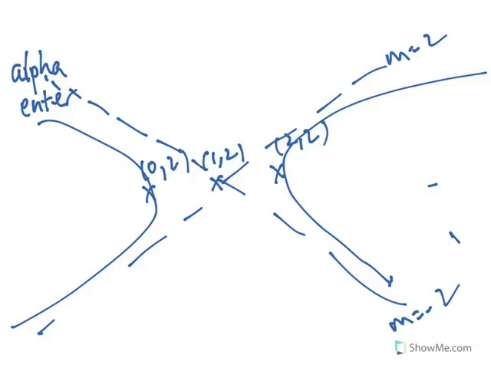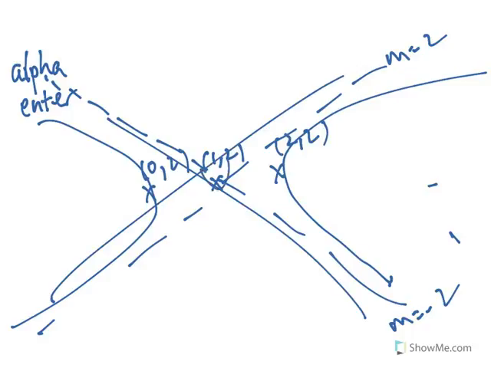And one thing nice is you can see the two asymptotes always pass through the center. So you can use the center to guide them.